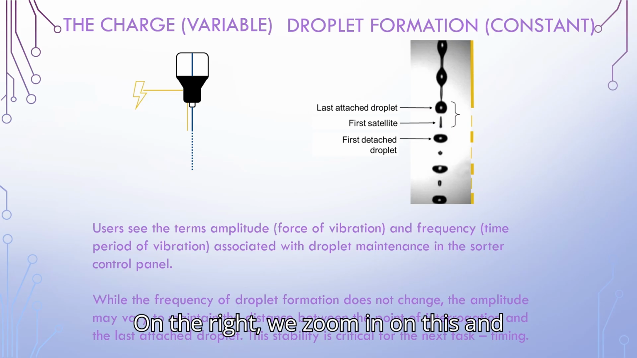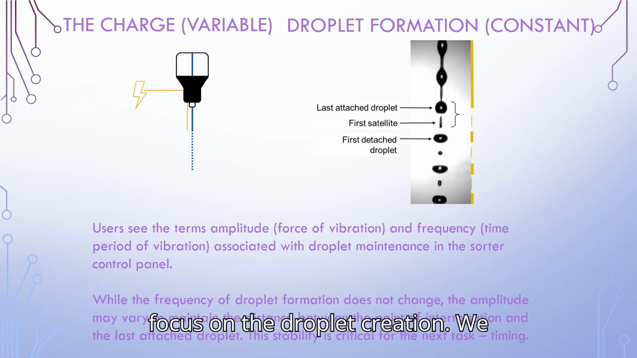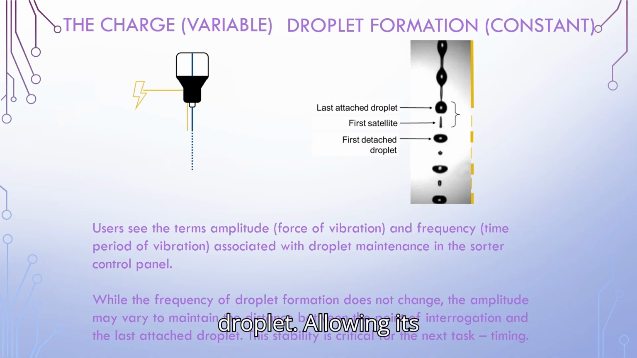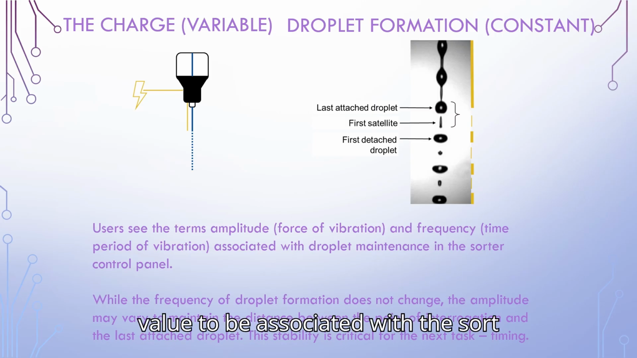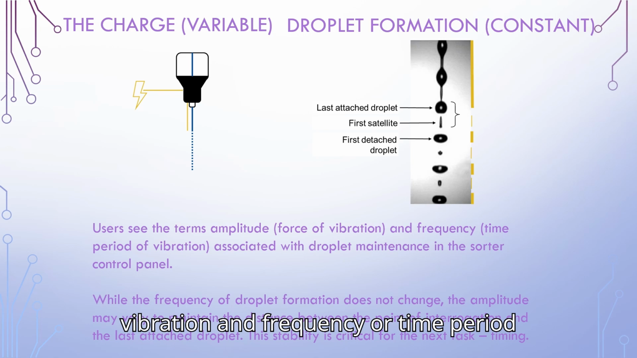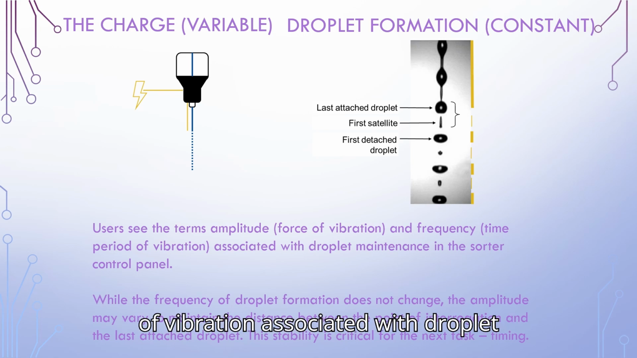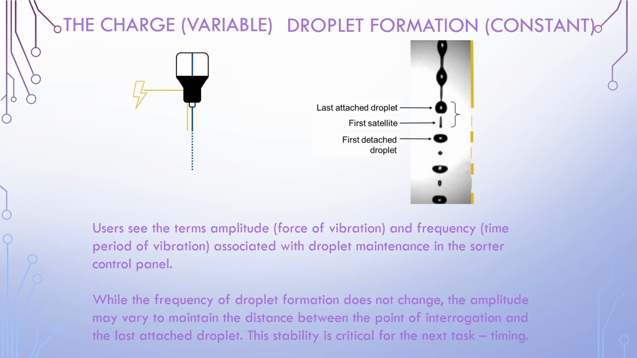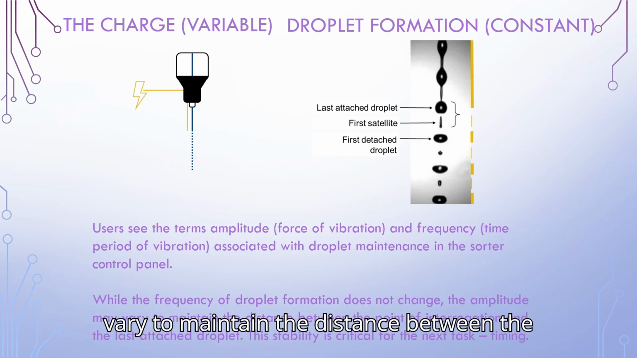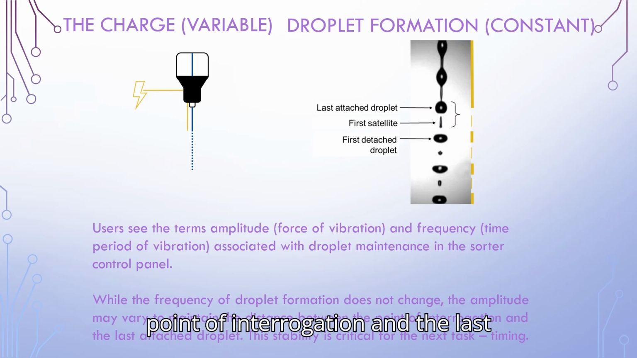On the right, we zoom in on this and focus on the droplet creation. We see the same charge traveling down the stream arrive at the last attached droplet, allowing its value to be associated with the sort decision. Users will see terms like amplitude or force of vibration and frequency or time period of vibration associated with droplet maintenance in the sorter control panel. While the frequency of droplet formation does not change, the amplitude may vary to maintain the distance between the point of interrogation and the last attached droplet. This stability is critical for our next task, which is timing.